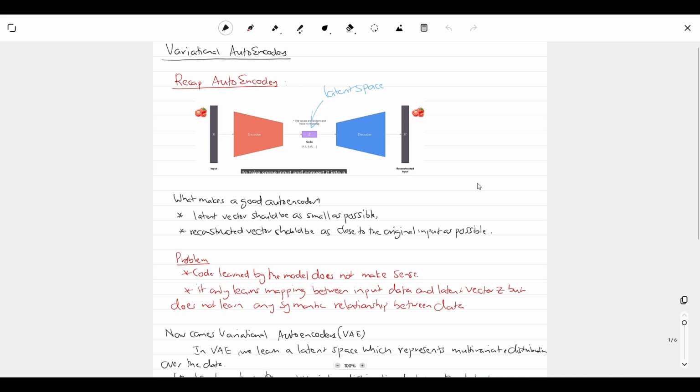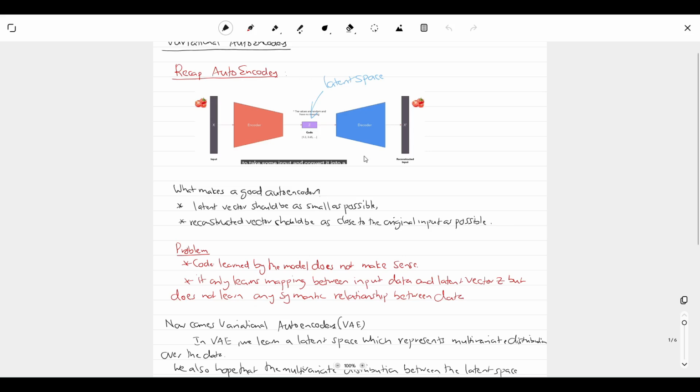So the training process pushes the model to achieve two main things in an autoencoder. First, the latent vector Z should be as small as possible to force the encoder to capture only the most essential features of the input, that is the dimensionality reduction. And second, the reconstructed vector X prime or X bar should be as close to the input X as possible, ensuring the decoder can reverse the compression without significant loss of information. And then we train it by minimizing a reconstruction loss like mean squared error between X and X prime, or original and reconstructed output.